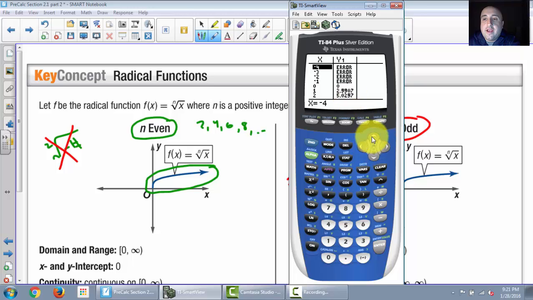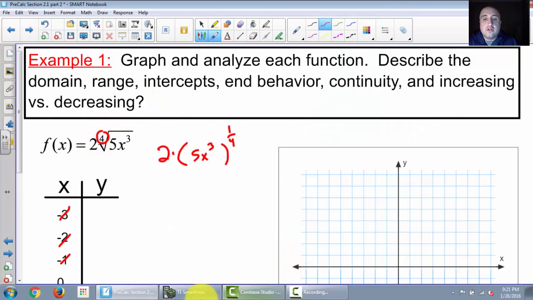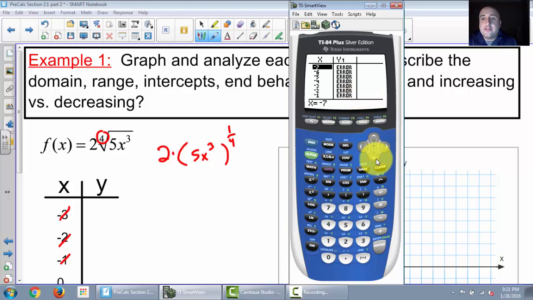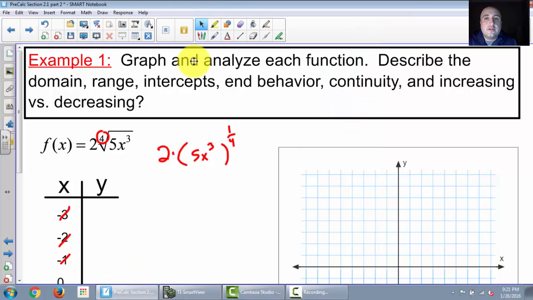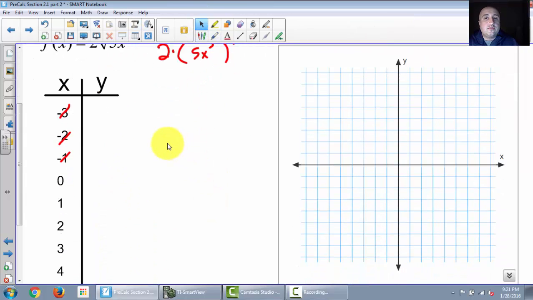So notice any negative number is giving us an error. Anytime your n is even, like this one, 4, you can't get an answer. So all the negative numbers aren't going to work. So when we plug in 0, we get 0. So I'm going to go down here. When we plug in 0, we get 0.